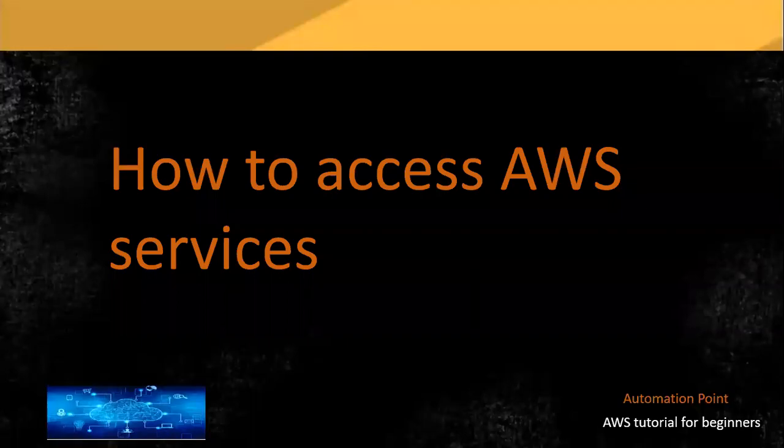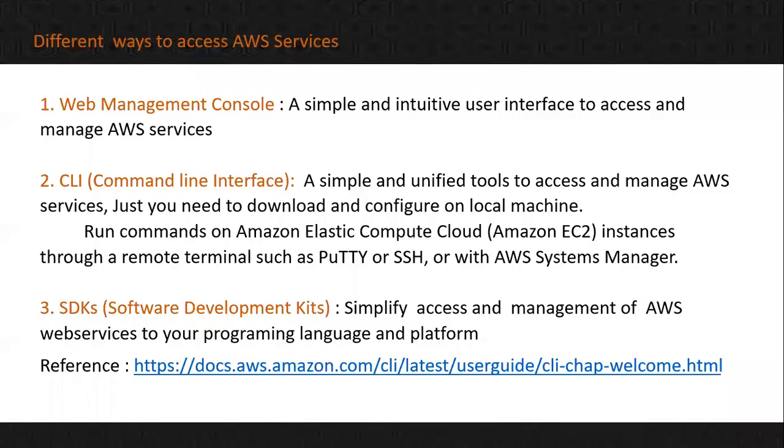So in this tutorial, we will see how to access AWS services. There are different ways to access the AWS services. We can access the services by using the web management console, CLI and SDK. So let's go one by one. First of all, we will go on the web management console.